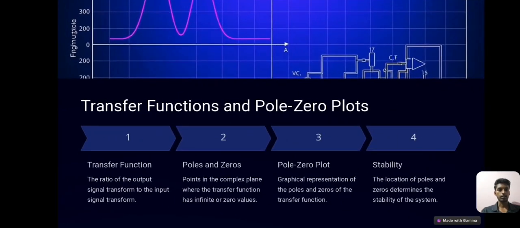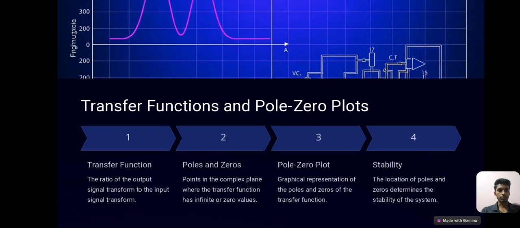Transfer functions and pole zero plots. Transfer function: the ratio of the output signal transform to the input signal transform. Poles and zeros: points in the complex plane where the transfer function has infinite or zero values.